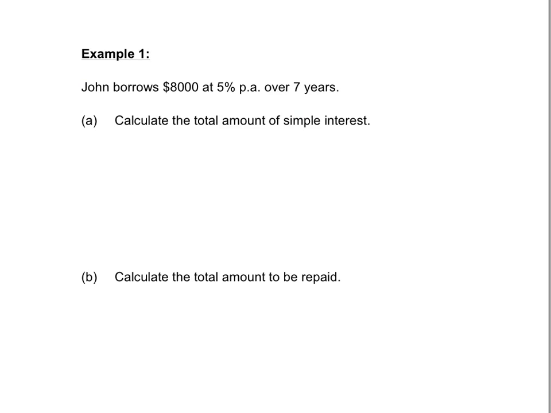Let's look at example 1. John borrows $8,000. That's the principal. At 5% per annum. That's the interest rate. I'm going to use the formula with the uppercase R. Therefore, I have to divide the 5 by 100 first. So I will use 0.05 in the formula. Over 7 years. My number of time periods is 7. I do check that the number of time periods is given in years and the interest rate is per annum, so that also refers to years, so I'm happy with that.